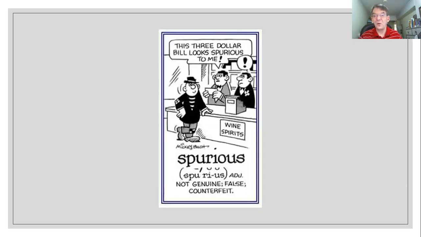And so the store clerk says, and by the way, in America, there is no such thing as a $3 bill. So this store clerk is saying, this $3 bill looks spurious to me. In other words, he's saying, I don't think this is a real bill. This is not real money. This is fake money.